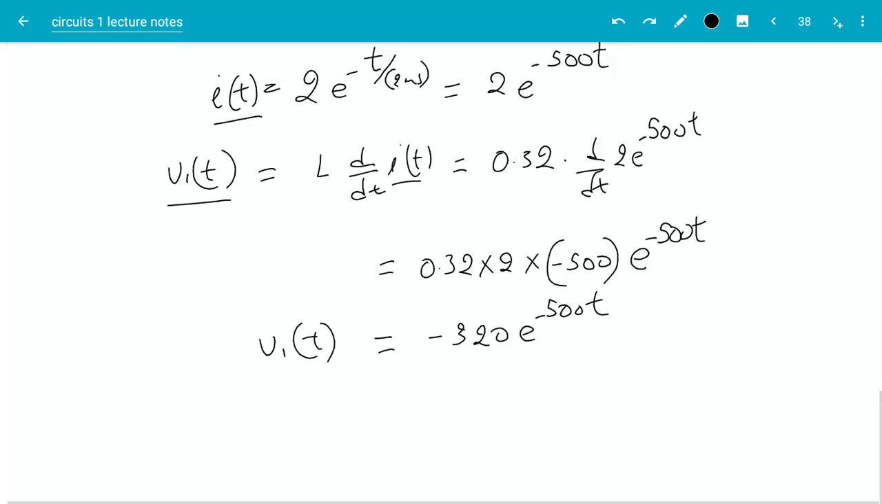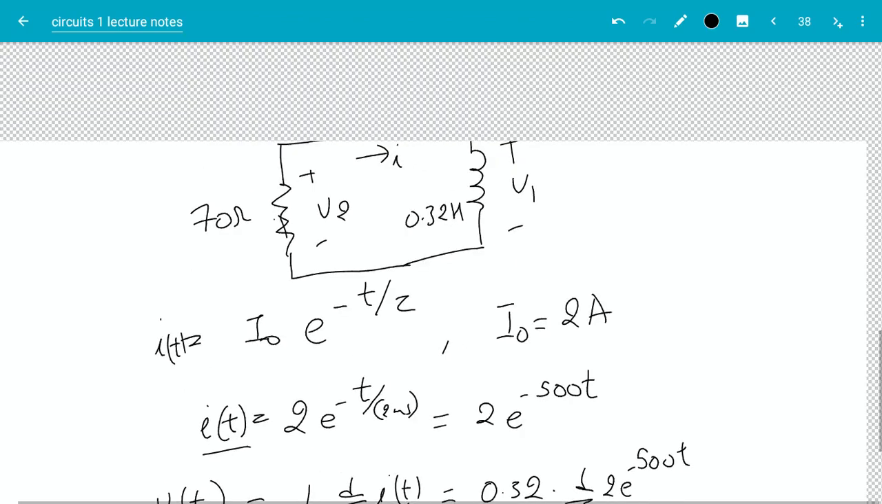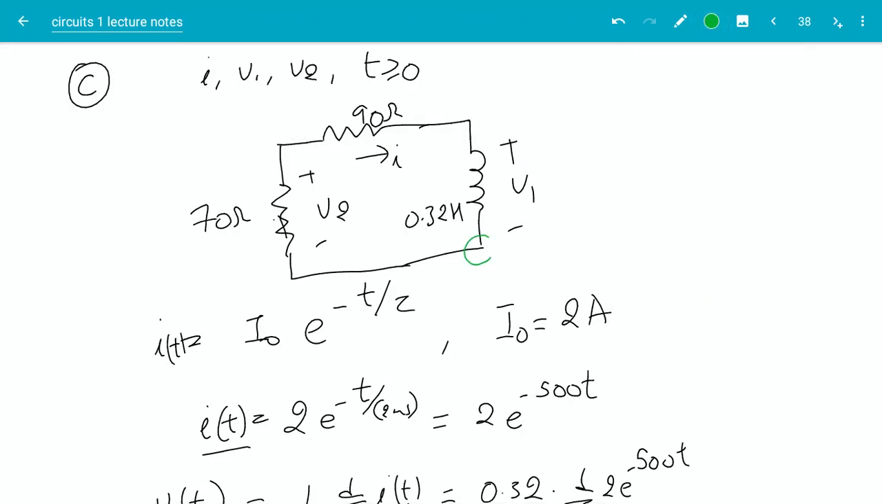Okay, so what it says is, since the voltage is negative 320 times this thing, this point is at a higher potential than this point, right? So it is consistent with our intuition, at least if we build our intuition correctly. Since the current is going in this direction here, you can view the inductor as the power source driving that current in this direction through the resistors, right?